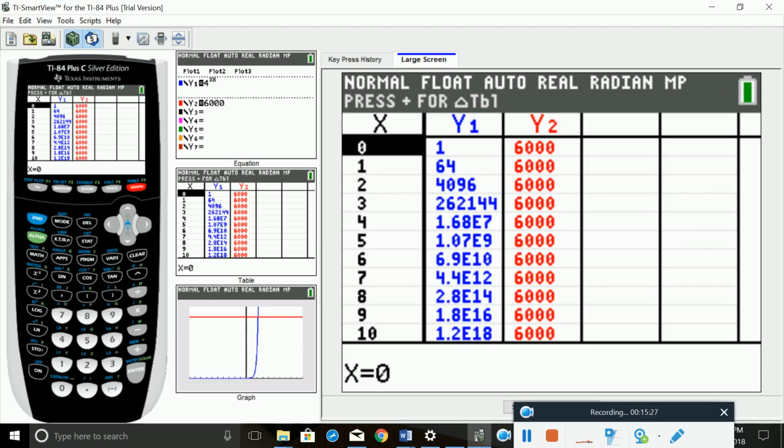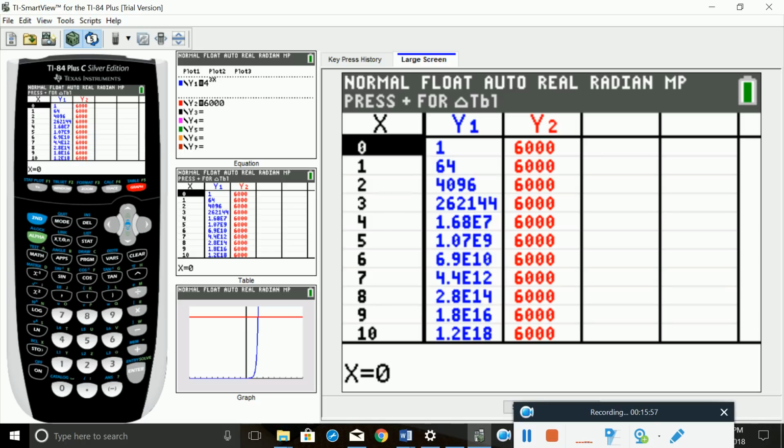Okay, notice the y values in blue are the y values on the exponential curve, y equals 4 to the 3x. And obviously all the y values on the red curve are 6,000 because it's the graph y equals 6,000. So as you can see from the table, I want to know where y1 is also 6,000. So it's somewhere between 2 and 3.